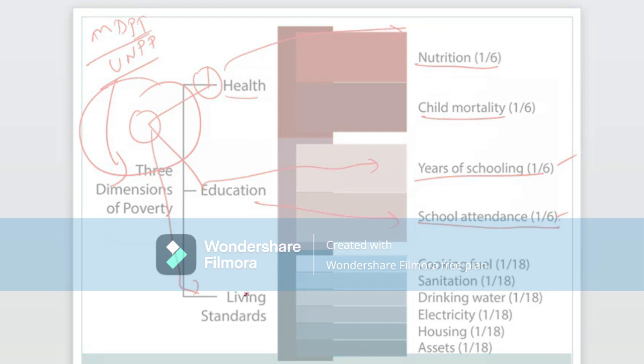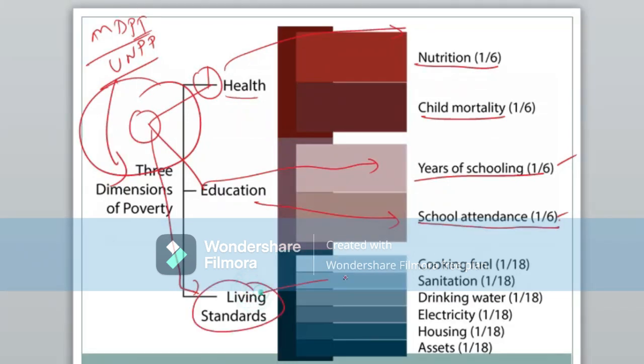Then living standard is there. Living standard constitutes cooking fuel. Living standard constitutes sanitation for healthy life. Living standard includes drinking water. Living standard has electricity, housing and assets. Now these 6 parameters are constituted under the living standard of people.